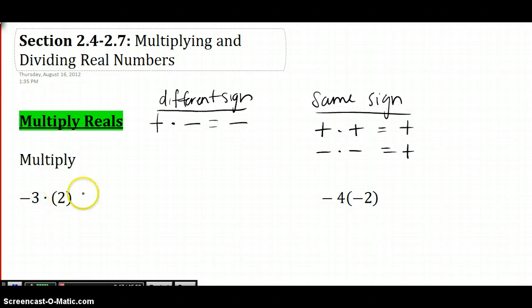So if we have negative 3 times 2, we're going to get negative, and then 2 times 3 is 6. It's negative because these have different signs. Over here we have negative 4 times negative 2. A negative times a negative is going to give us a positive. So your answer is positive 8.